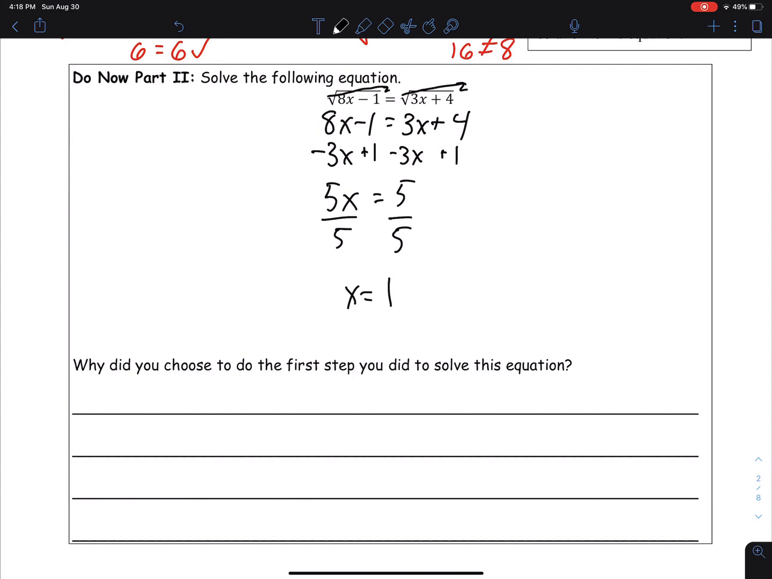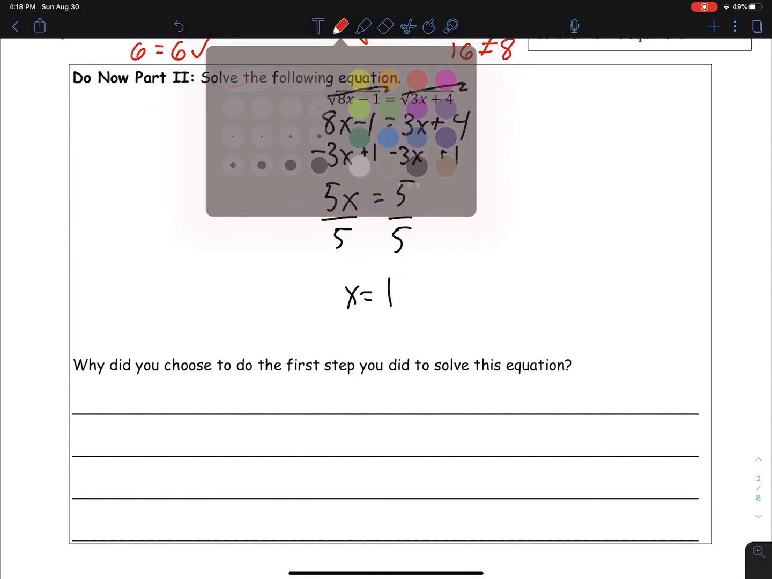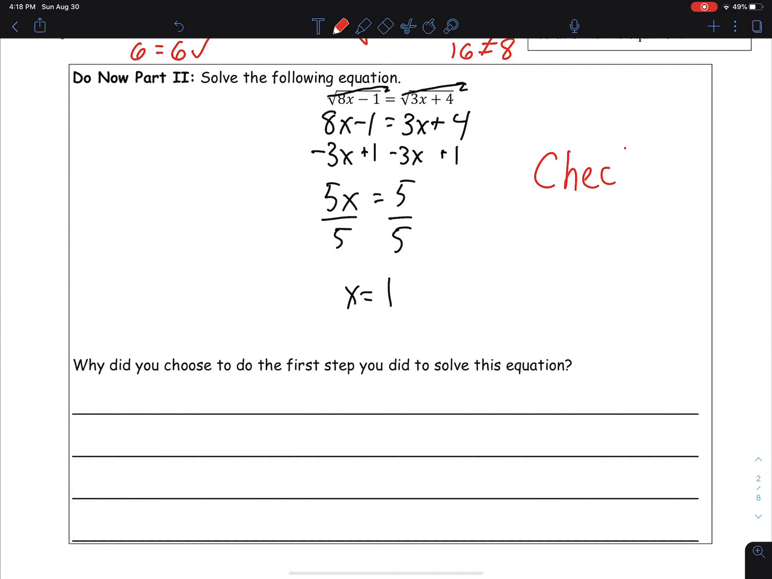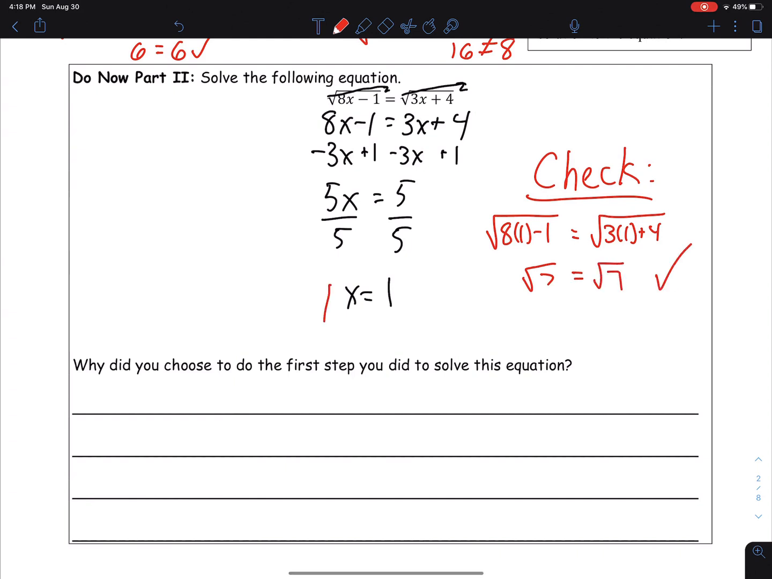Don't circle that yet because we have to go over to the side and check our answer to make sure that's an actual solution and not an extraneous solution. So I'm going to plug that x value in for every x in the equation. That'll be the square root of 8 times 1 minus 1 equals the square root of 3 times 1 plus 4. You would end up getting the square root of 7 equals the square root of 7. That is true. Check. So we can circle that as our answer, x equals 1.